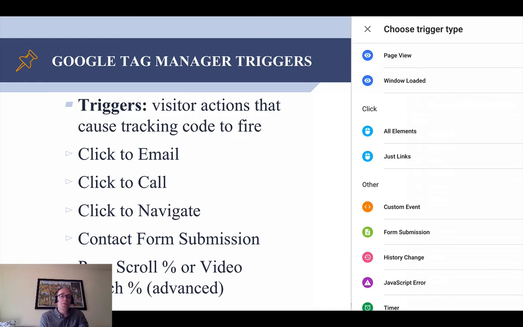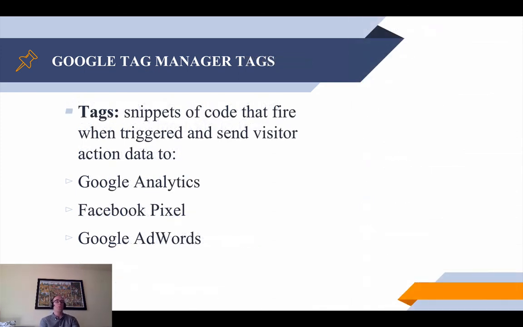And so we've got triggers then. Some thoughts here would be, if someone clicks to email us, clicks to call, or navigates to Google Maps, or if they submit a contact form, then we can actually trigger an action. Page scroll and video watch percentage are possible, but they're not quite as easy. That takes some more advanced setup, and you're kind of back into writing code on those. But Tag Manager itself can handle these clicks and form submissions, which is really nice.